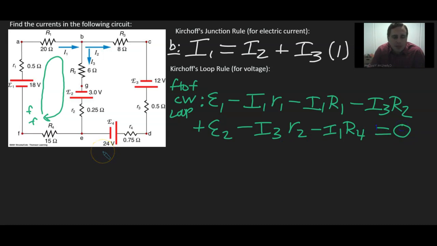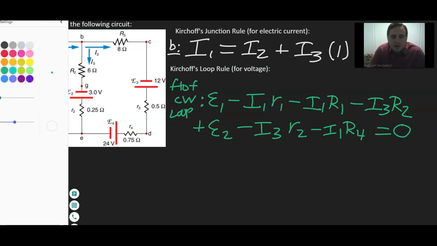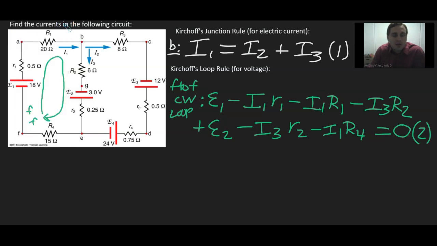Okay. Let's do an even different color for the last loop we need to do. Oh, and by the way, this should be equation 2. Because there are 3 unknown currents, I think we're going to need 3 equations to solve this linear system. So now, let's do our final loop. Again, we have choices as long as it's a continuous loop.